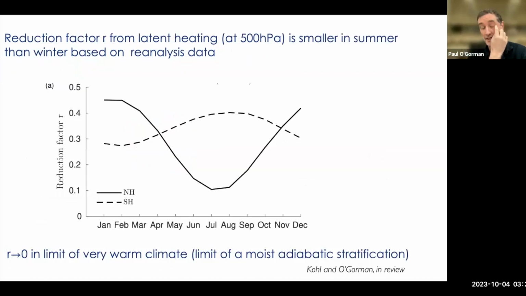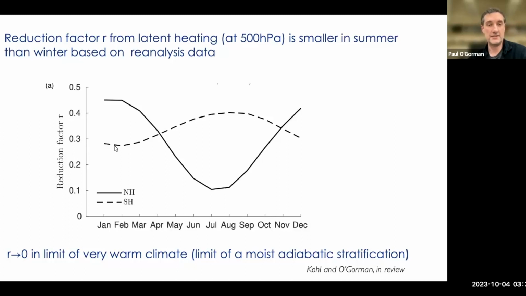Oh, sorry, I had one more slide I wanted to show you. I just wanted to show you how this parameter OR varies over the seasonal cycle in the current climate. This is from reanalysis. And what you can see is that OR has to be between 0 and 1. If we look at the northern hemisphere, it's maybe 0.45 in winter, and it gets down to about 0.1 in summer. Southern hemisphere is a smaller seasonal cycle, but again, OR is lower in winter.